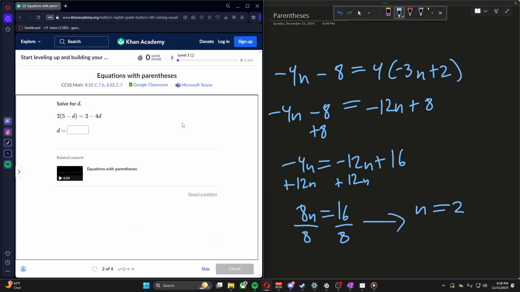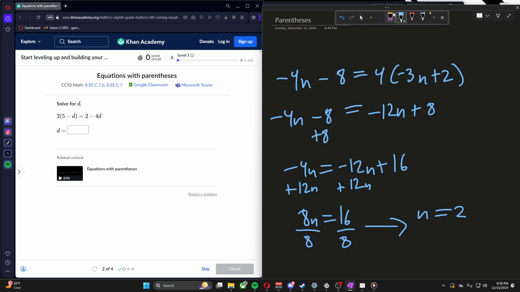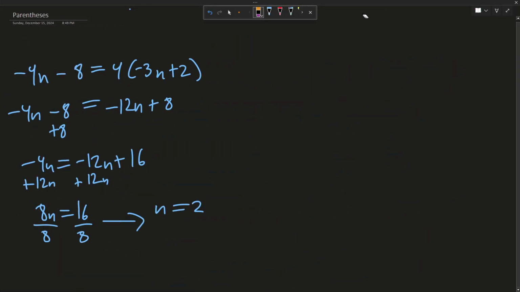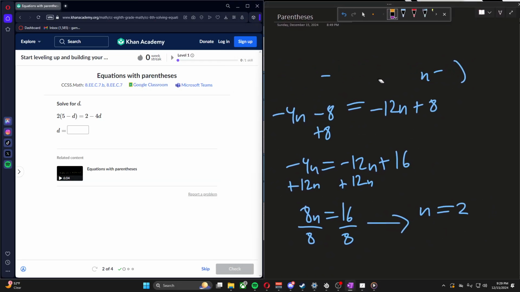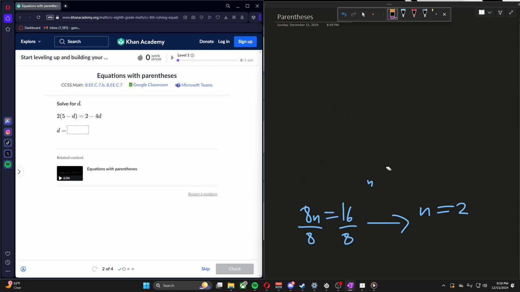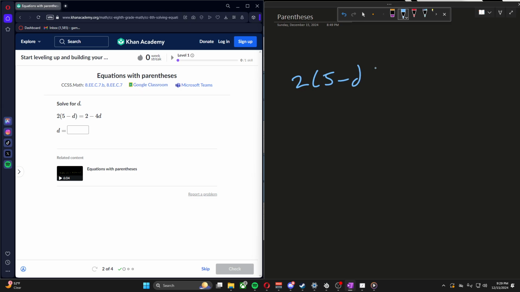Bada bing, bada boom. We'll do one more equation just so you guys get the hang of it. Just erase everything real quick. Right, so now we have 2 parentheses 5 minus d equals 2 minus 4d.